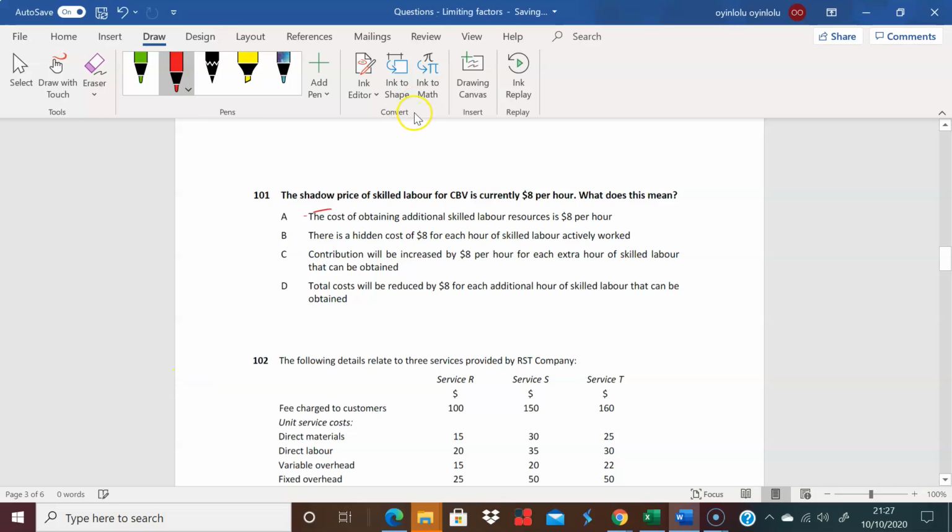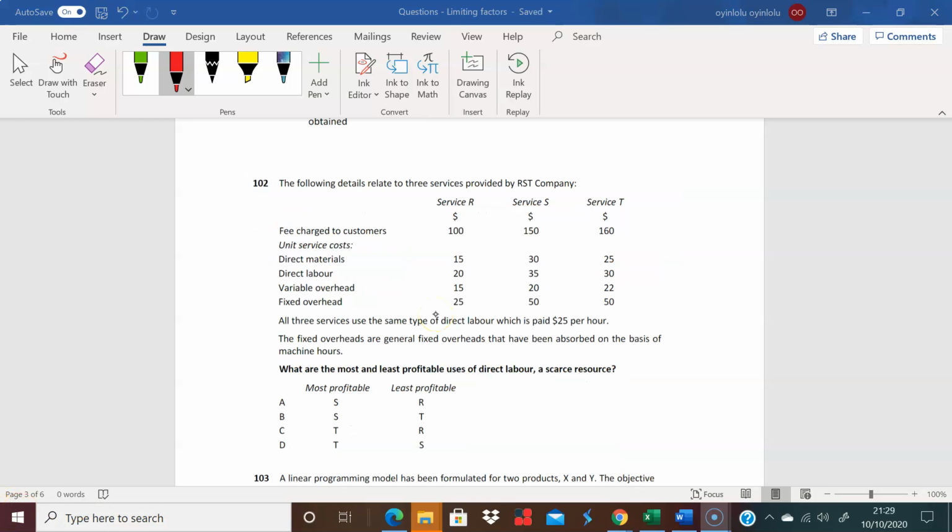Okay, question 101. The last question we did in the last video really highlights the meaning of the shadow price. The shadow price really is additional contribution, right? So the shadow price of skilled labor is currently $8 per hour. What does this mean? The cost of obtaining additional labor is £8 an hour? No, the cost of obtaining an additional hour of labor is just the cost of obtaining it. It's the cost of the raw material. There's a hidden cost of £8 for each hour? No. Contribution will be increased, yes, by £8 an hour for each extra hour of skilled labor that can be obtained. So it's very much about contribution. So the answer here is very clearly C.